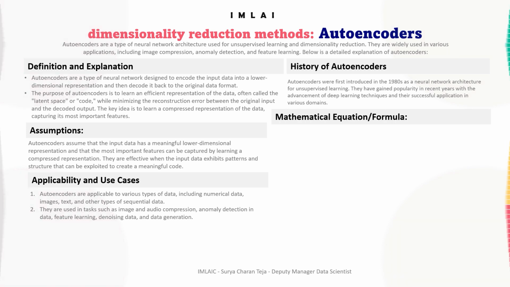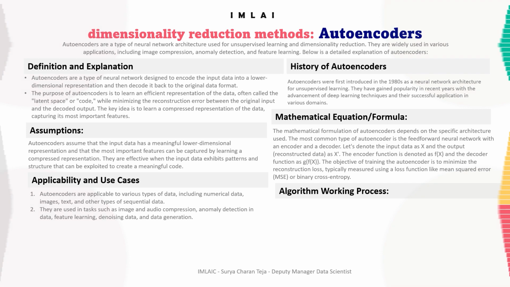So now let's look into the mathematical aspect of autoencoders. The mathematical formulation of autoencoders depends on the specific architecture used. The most common type of autoencoder is the feed-forward neural network with an encoder and a decoder. Let's denote the input data as X and the output reconstructed data as X dash. The encoder function is denoted as f of x and the decoder function as g of f of x. The objective of training the autoencoder is to minimize the reconstruction loss, typically measured using a loss function like mean squared error or binary cross entropy.